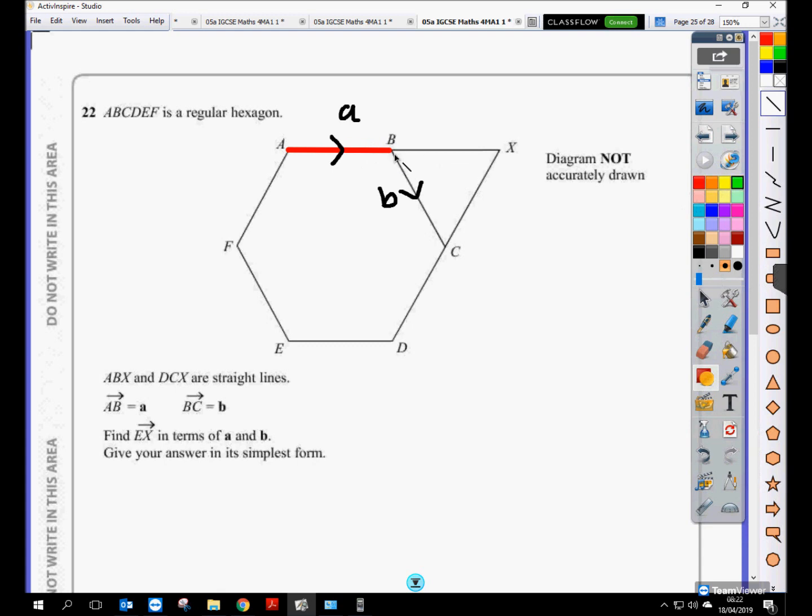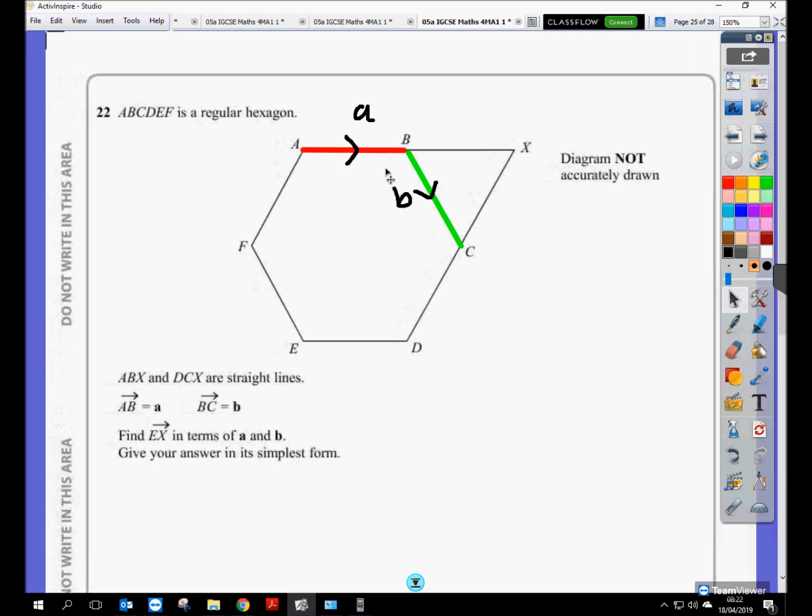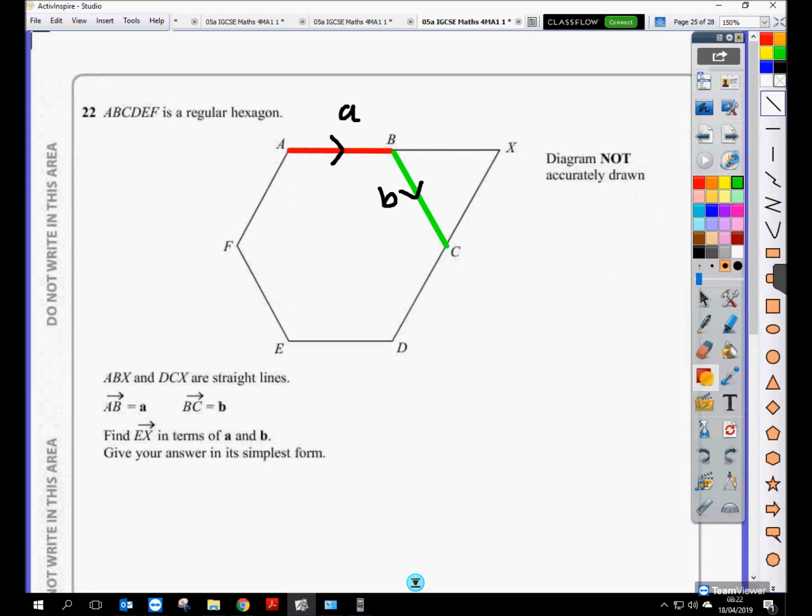And this one as well. What I want to do is find lines on the diagram that are exactly the same as vector AB. And you can see there's one down here. There's quite a few on the diagram actually. What I'm going to do is draw some additional lines on to help with this question.